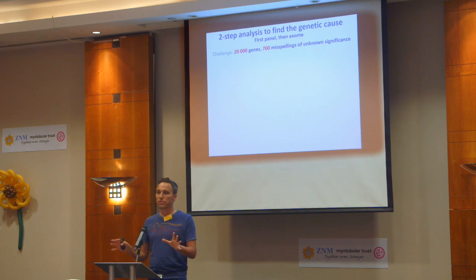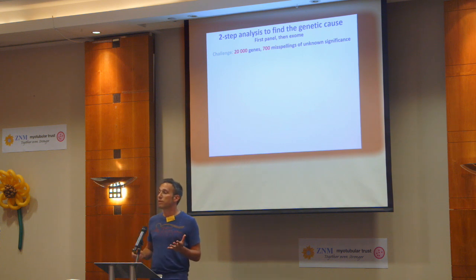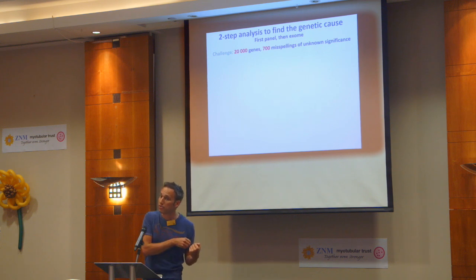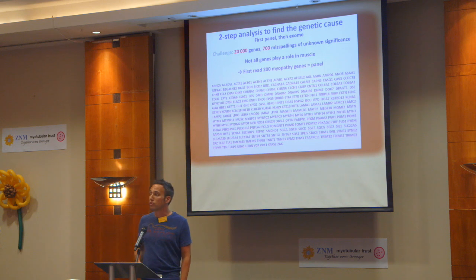So to be able to identify the genetic cause, we have now established a two-step analysis. This has been established for one year in France, but also in many other countries now. And this works quite well, because we realized that we all have 20,000 genes, but not all of these genes play a role in muscle. Actually, we are aware of 200 genes playing a role in muscle, because when there is a misspelling in these genes, there is myopathy. So there are 200 known myopathy genes.